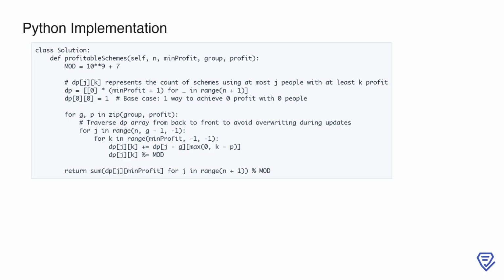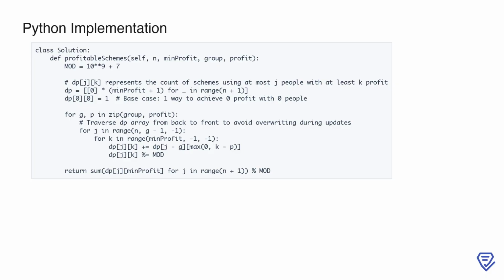We begin by setting the base case dp[0][0] equals 1, which means there is exactly one way to achieve 0 profit with 0 people. Next, for each crime, represented by g for the group size and p for the profit, we iterate through the DP table in reverse order, from n to g for people, and min profit to 0 for profit. This ensures that the current state doesn't overwrite information needed for calculations.